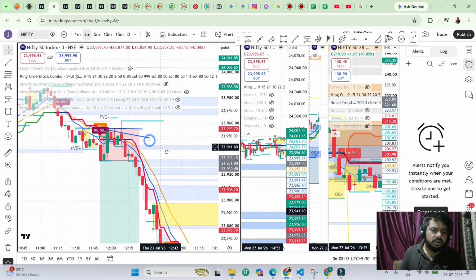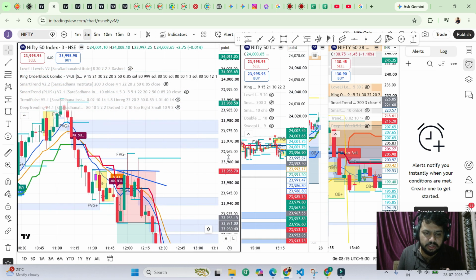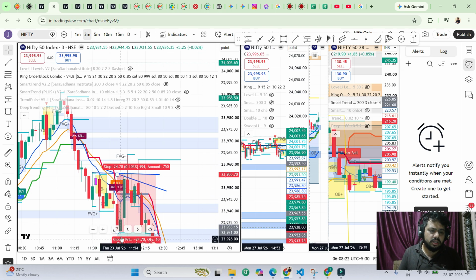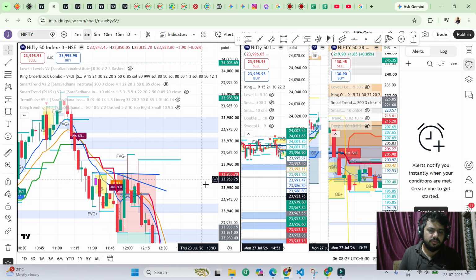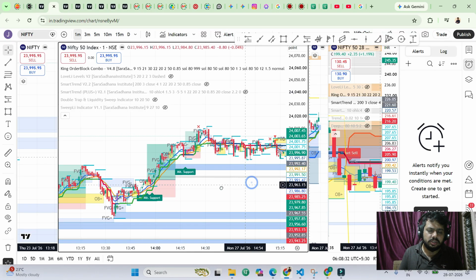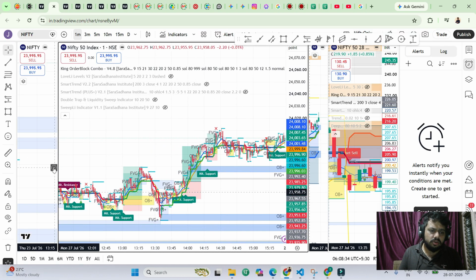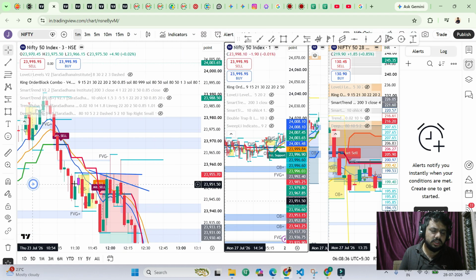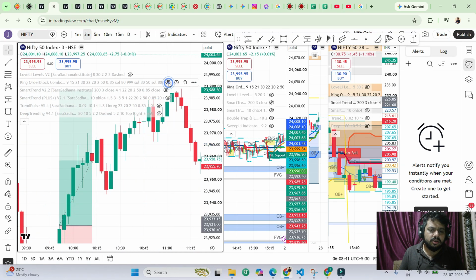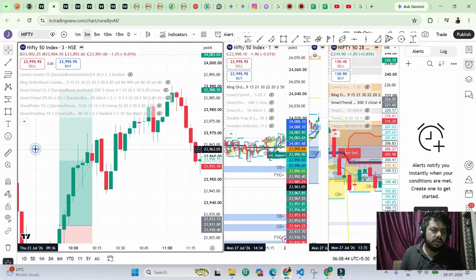That is what I'm saying. The only one strategy you have to observe: whenever there's an OB minus, you have a mitigation sell; OB plus, mitigation buy, which is mitigation support or mitigation resistance. That's all. Only one strategy you can observe in this particular indicator.